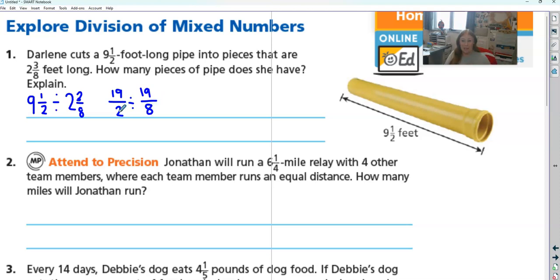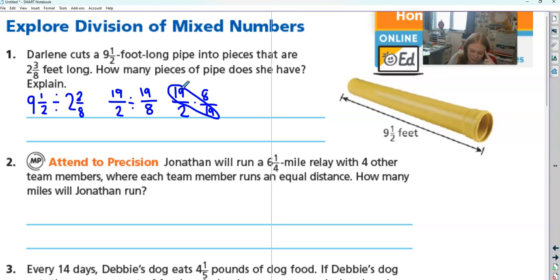Now I can't do 2 divided by 8 nicely, so I am going to use that multiplicative reciprocal, and we are going to copy, dot, flop. So we're using that reciprocal there to turn it into a multiplying problem. Now I can see here that I can simplify. I can make my life easier. I don't need to do 19 divided by 8.